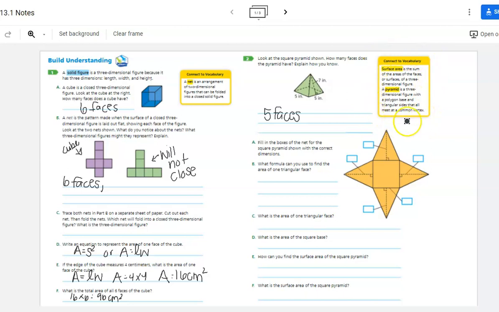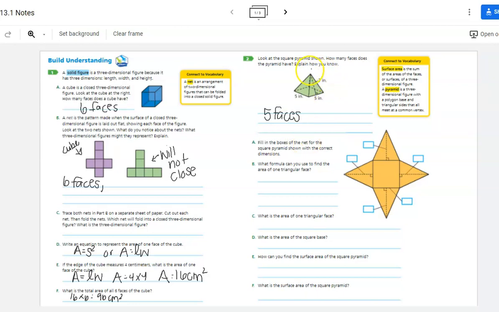Let's look over here at our vocabulary. Surface area is the sum of the areas of the faces or surfaces of a three-dimensional figure. A pyramid is a three-dimensional figure with a polygon base and triangular sides that all meet at a common vertex. A. Fill in the boxes of the net for the square pyramid shown with the correct dimensions.